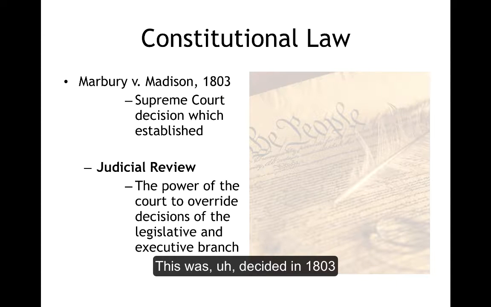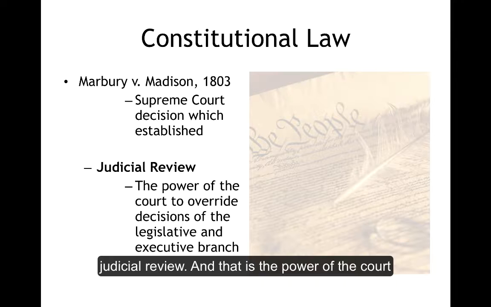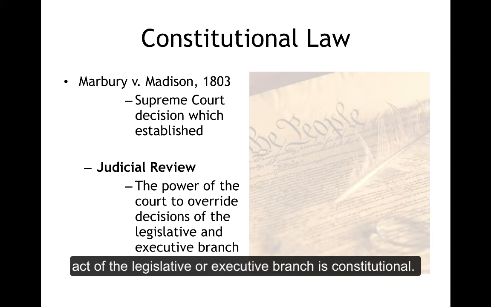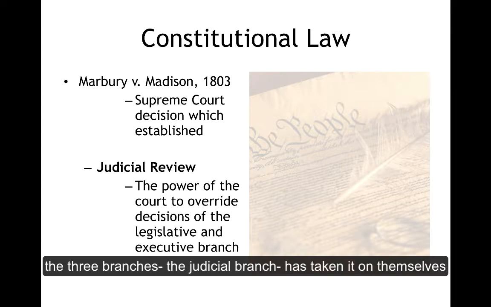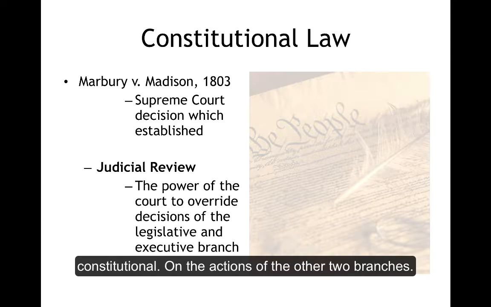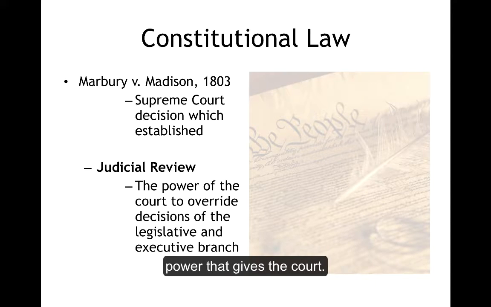This was decided in 1803 in a case called Marbury versus Madison, where they established something called judicial review, and that is the power of the court to decide in their own wisdom if an act of the legislative or executive branch is constitutional. That's an enormous power. One of the three branches, the judicial branch, has taken it on themselves to be the arbiter of what is or is not constitutional on the actions of the other two branches. It's hard for me to emphasize enough how much power that gives the court.